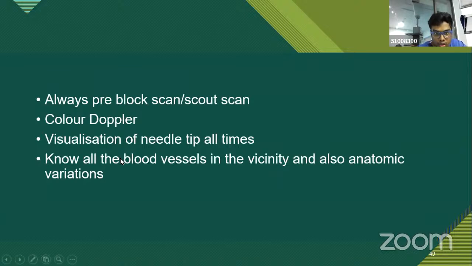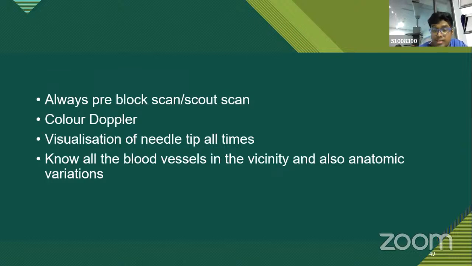So use color Doppler, and always visualize the needle tip at all times. Now, you should know all the blood vessels in the vicinity and also the anatomical variations that might be present in some patients. Knowing the blood vessels in the vicinity is important, because if you take the interscalene brachial plexus block, then you have the transverse cervical artery, which comes anterior to the scalene muscles. Then in the supraclavicular region, the dorsal scapular artery is right inside the plexus. So you have to know all those things.